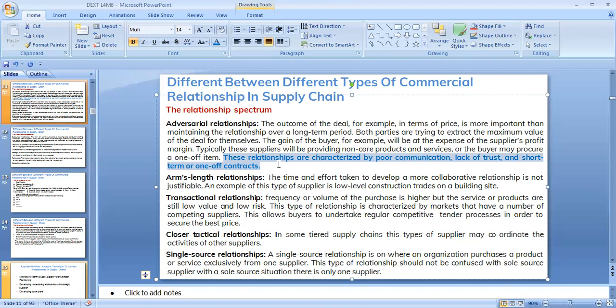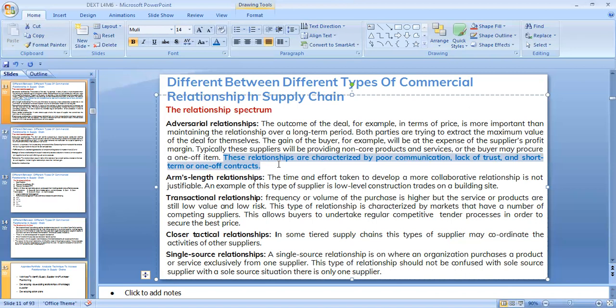And I think about it, I said it's a market that has a number of competing suppliers. This allows the buyer to undertake a regular competitive tender process in order to secure the best price. So you may go in there and ask them to give their quotation. And if they're bringing in their quotations, what are you doing? Remember, price is always your driver in this phase. You're looking at the lowest bidder. The best price is what you want to secure.